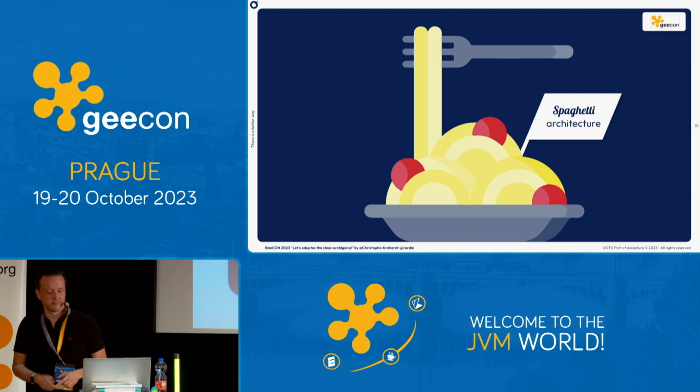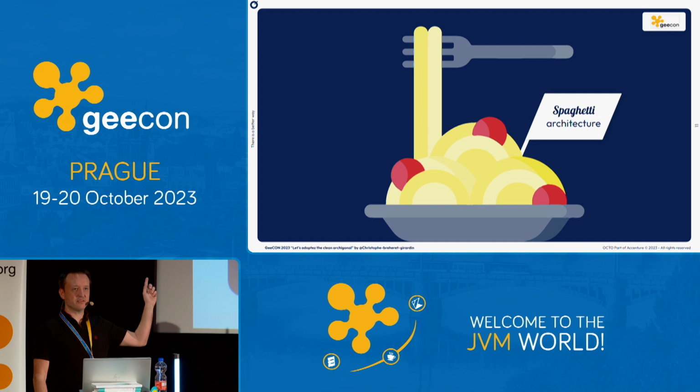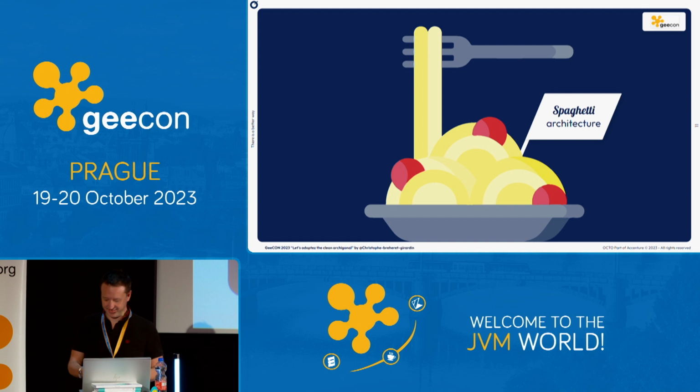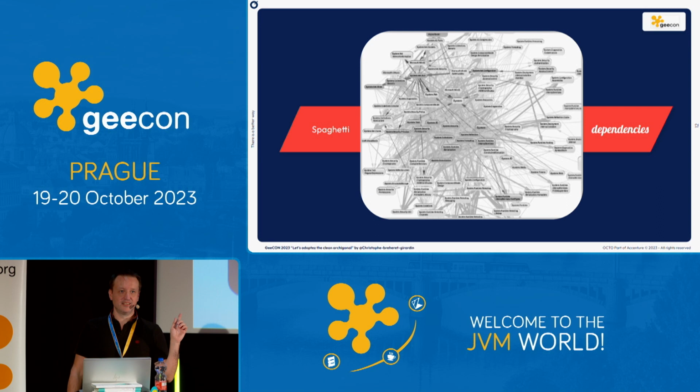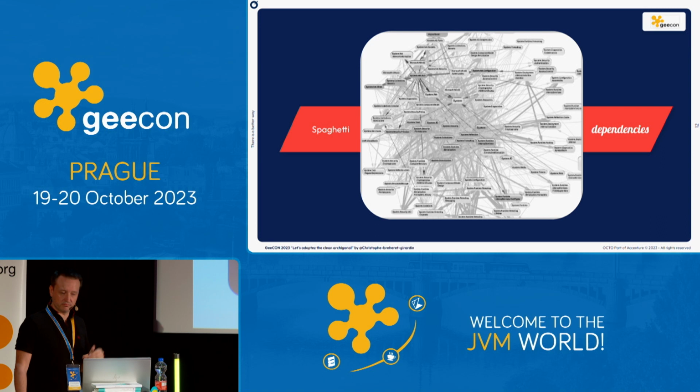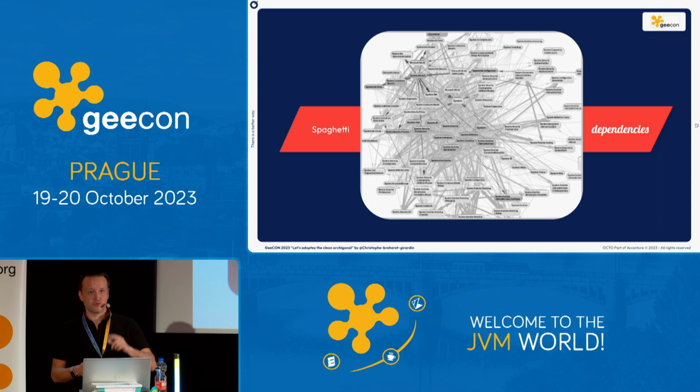Anybody have this? No? Cool. Oh, yes, one person. OK. This is spaghetti dependencies. In English, we call it a big ball of mud. So it's pretty complex. So one person knows this.